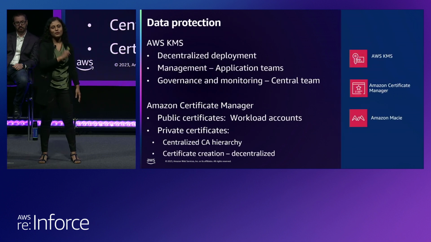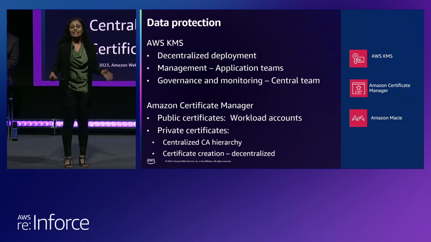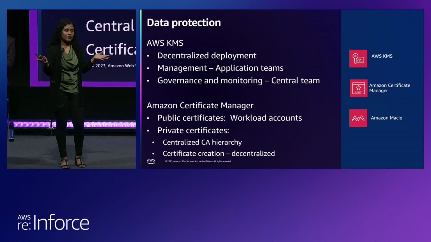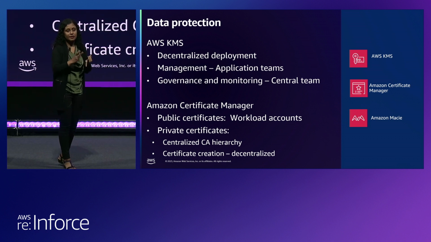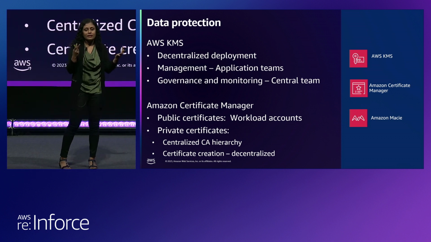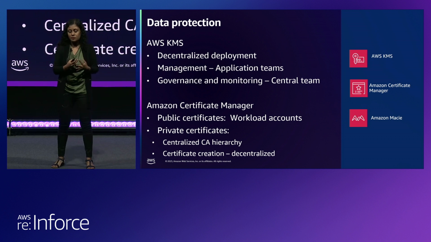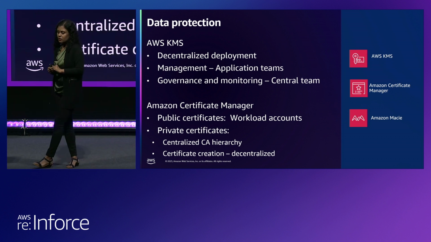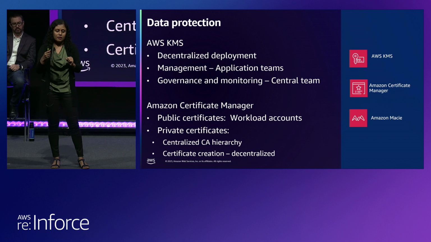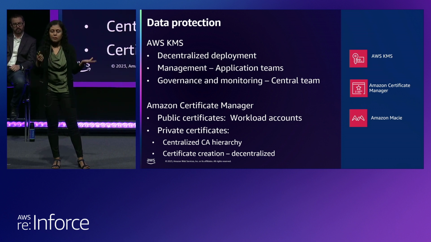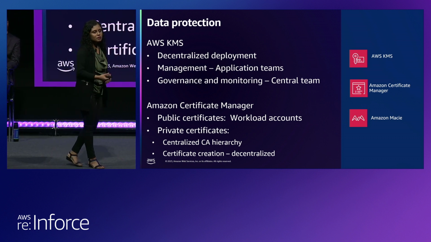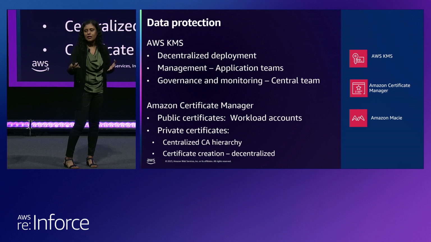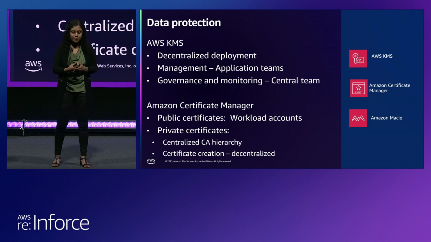Now, let's move on to data protection. Data protection has multiple components: encryption at rest, encryption in transit, and things like data loss prevention. So starting with encryption at rest, AWS Key Management Service provides the keys that we need to encrypt your data residing in places like S3, EBS, and your databases.